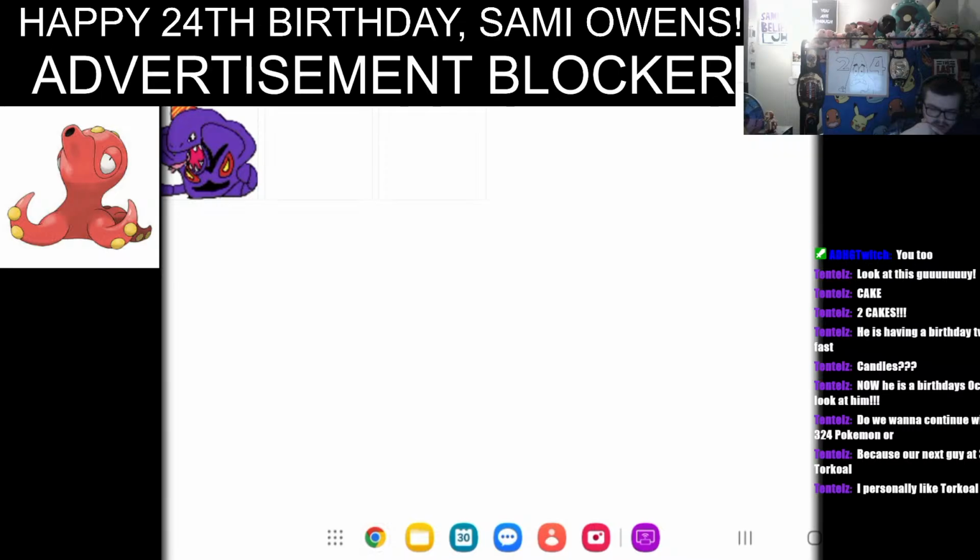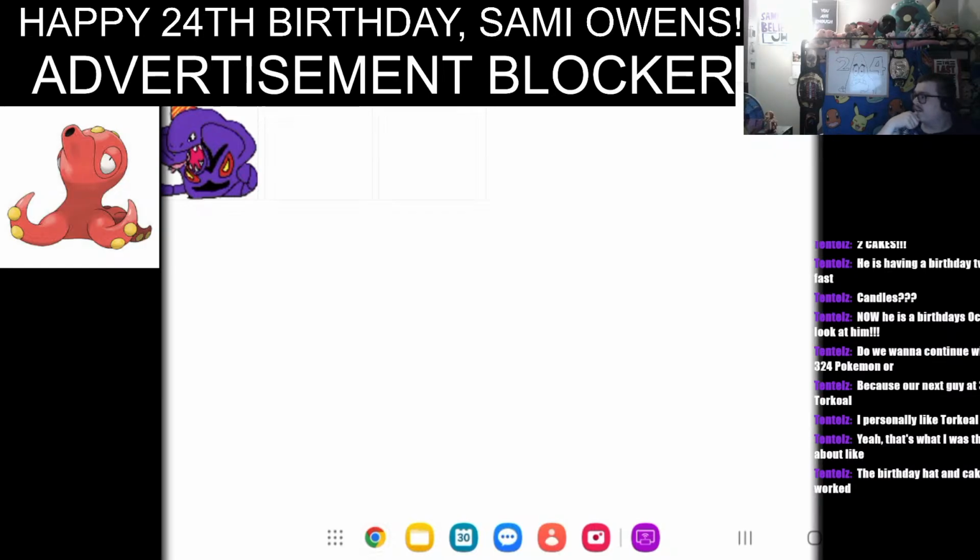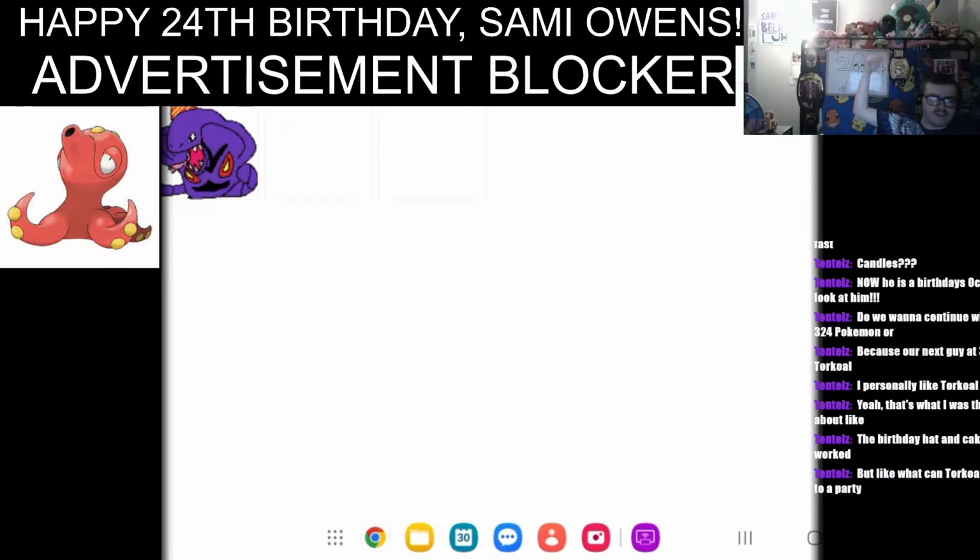However, I don't really know what we can incorporate into his design, like to make it unique from the others, while still staying within the birthday theme. That's what I was thinking about. The birthday hat and cake worked, and I kind of figured that since Octillery had the two tentacles up front, you could have two cakes. But like, what can Torkoal bring to a party?